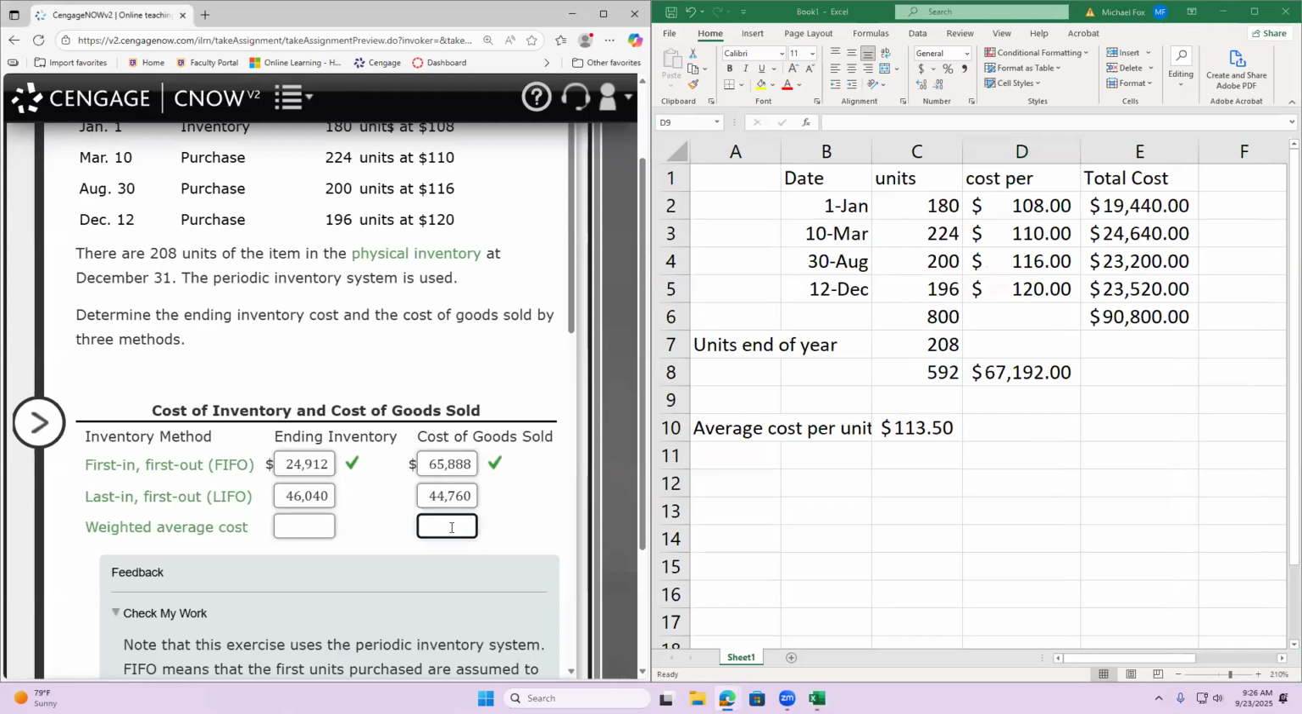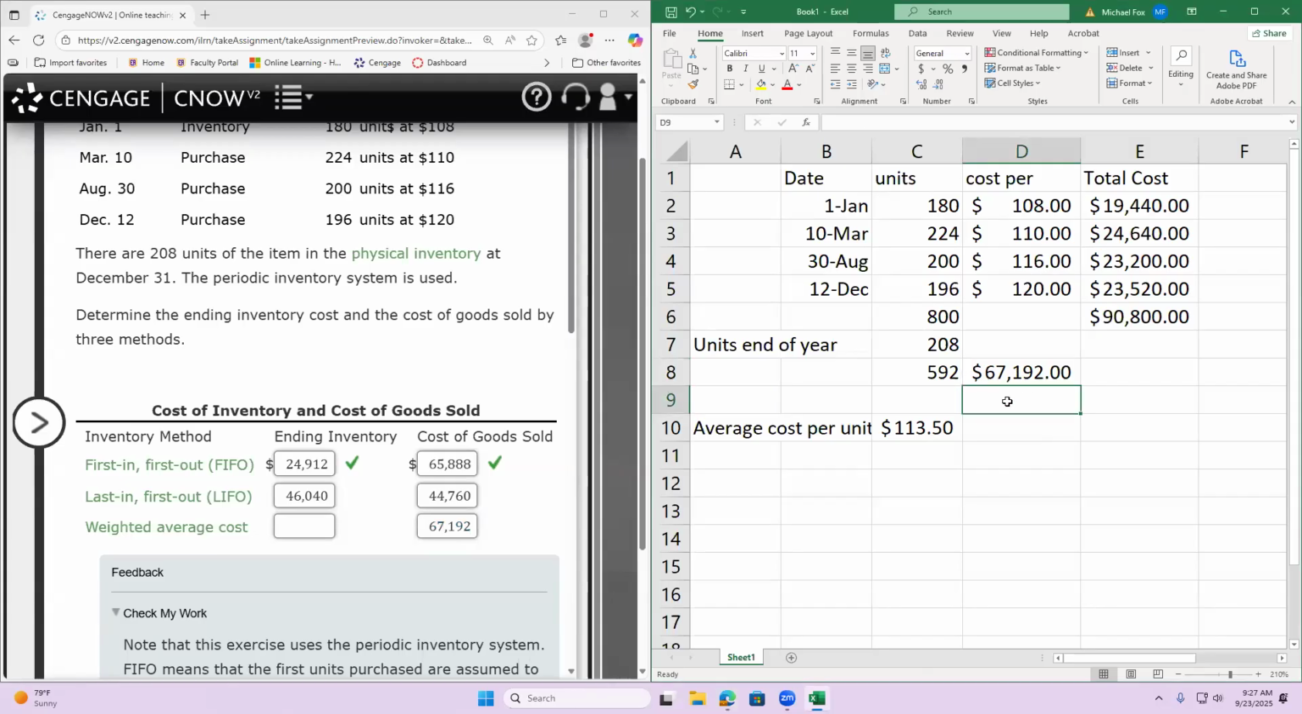67,000. That seems high. What did we do wrong there? Okay, well, let's finish this one, and then we'll go back and look at last in, first out and see what mistake I made somewhere. Should have used a check, huh? So there's the average. So 67,192 is my cost of goods sold.